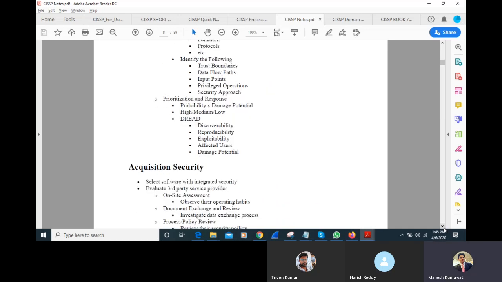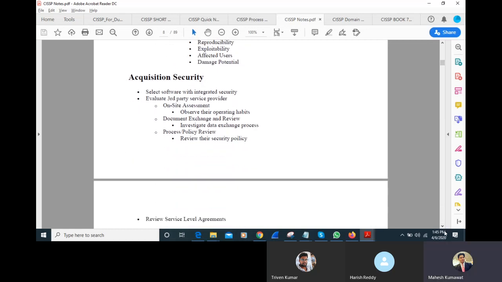And then we have to prioritize and respond. Probability times damage potential: high, medium, and low. DREAD is discoverability, reproducibility, exploitability, affected users, damage potential. Then acquisition of security.